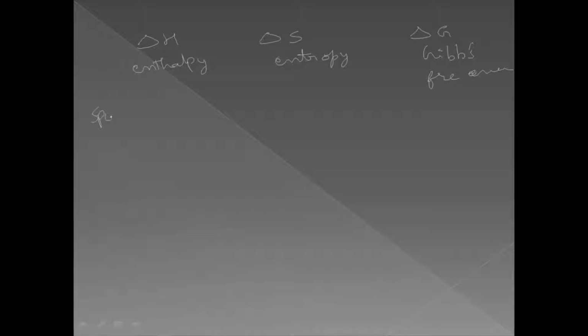Now, for the spontaneous process, delta H should be negative. That means the reaction is exothermic. The energy is released in this reaction. And delta S, what do you mean by entropy? Entropy is nothing but degree of randomness. So when the randomness increases, entropy also increases. That means delta S should be positive for a spontaneous process. Coming to the Gibbs free energy, for the spontaneous process, it should be negative. Got it? I'm not going in detail about this.